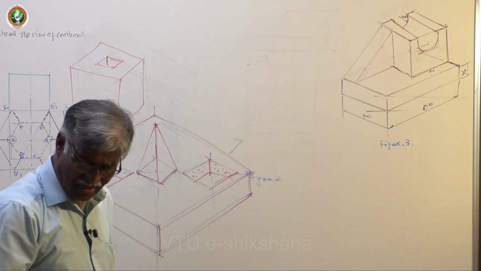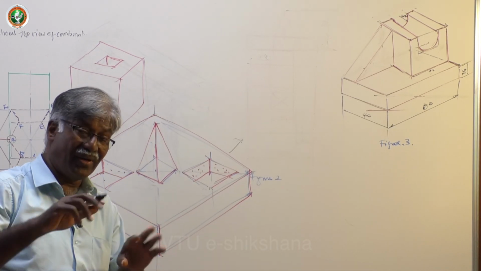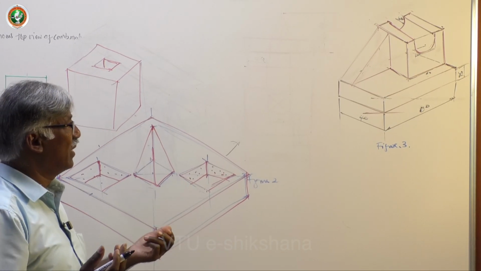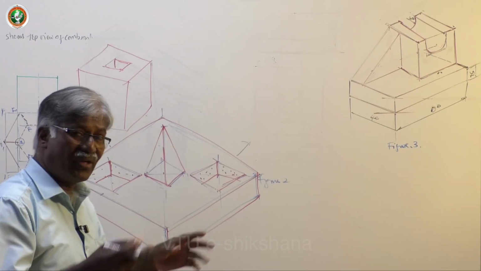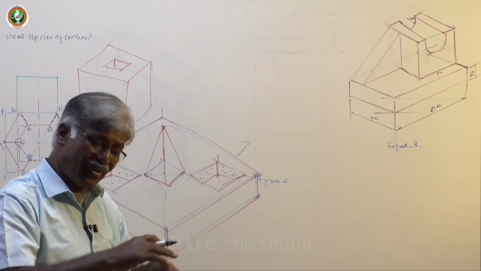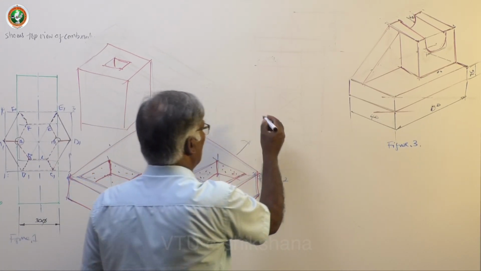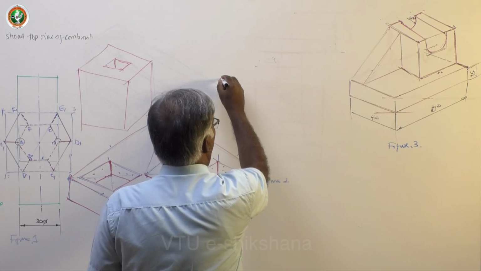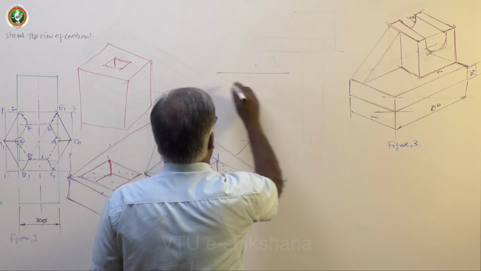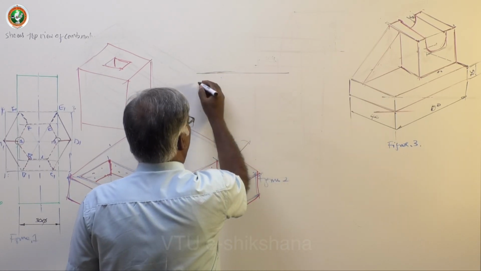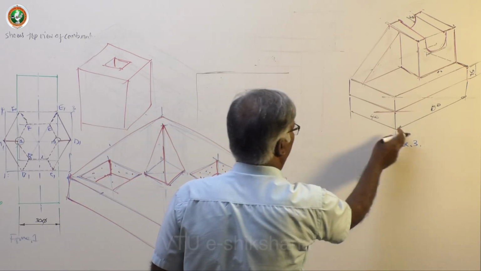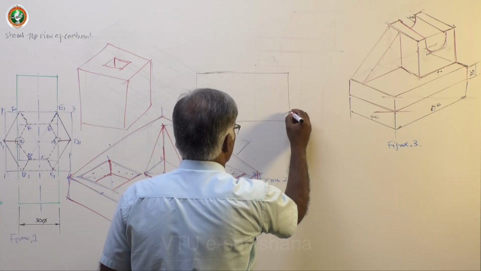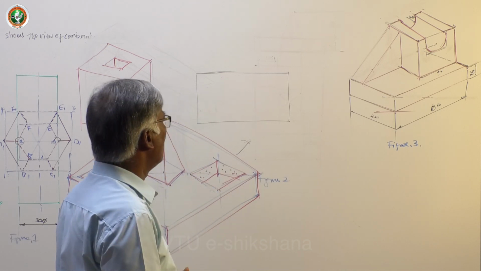Let me take the top view first. Wherever the cross section is clear, you can start from there. It's not necessary to start with one; you can mix part by part. You can start with the top view, then go to the front view, and complete the session. This is the top view. It's a rectangle of 40 by 80. What about the front view?